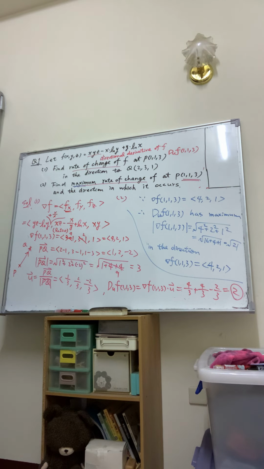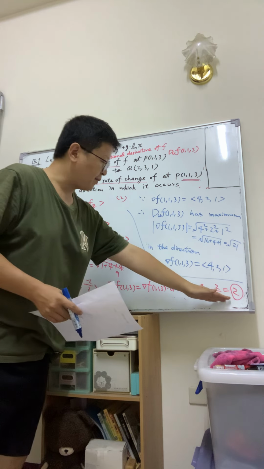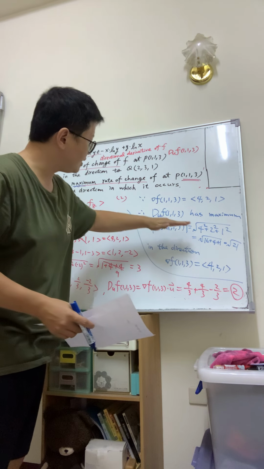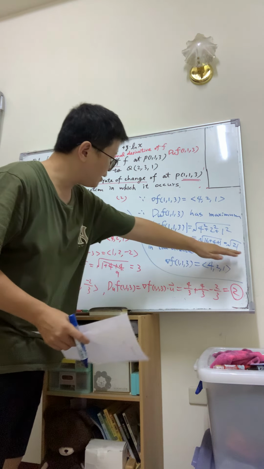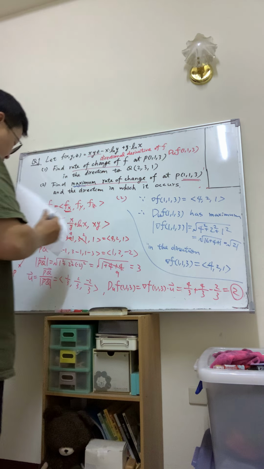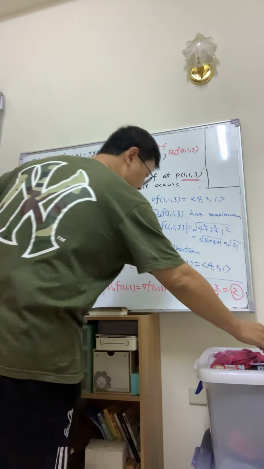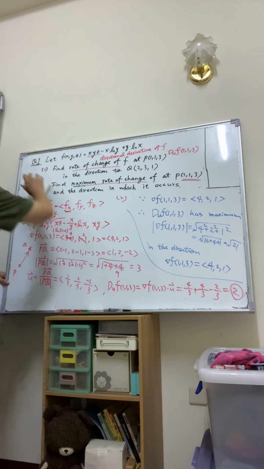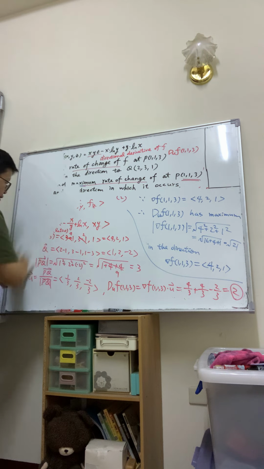So the maximum value is the square root of 21. The direction is this one. Okay. Yeah, so now let's see the last example, the last question.